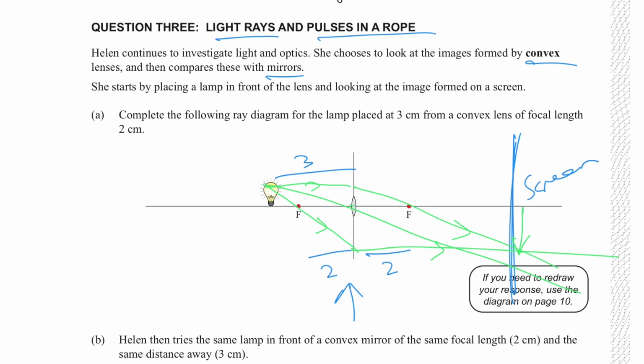Anyway, if that was running through the centre and it was straight here, use a ruler on your test and try and be very careful with your angles. If you've done a lot of these, you can kind of get away with fudging it because you know where they go, but a ruler is going to make sure they end up in the same place. So here's your image, it's enlarged, it's inverted, and it's a real image because it appears on a screen.